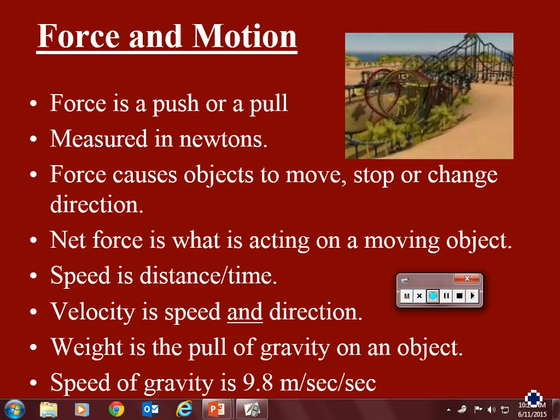Weight is the pull of gravity. Weight and gravity always go together. If you went to the moon, your weight would change, but your mass would not. You did not get smaller, just gravity is less, so you weigh less. The acceleration of gravity is 9.8 meters per second every second. It pulls on every object exactly the same.